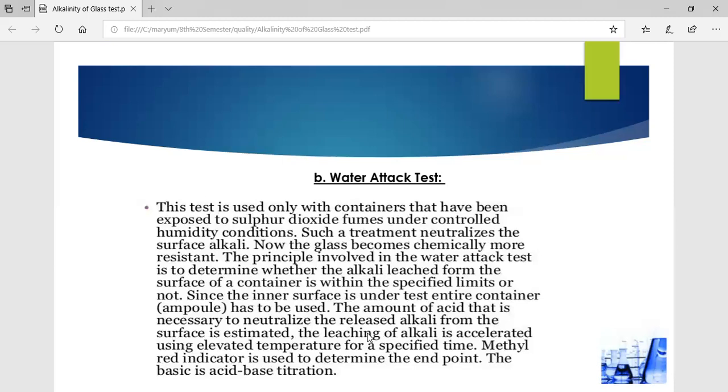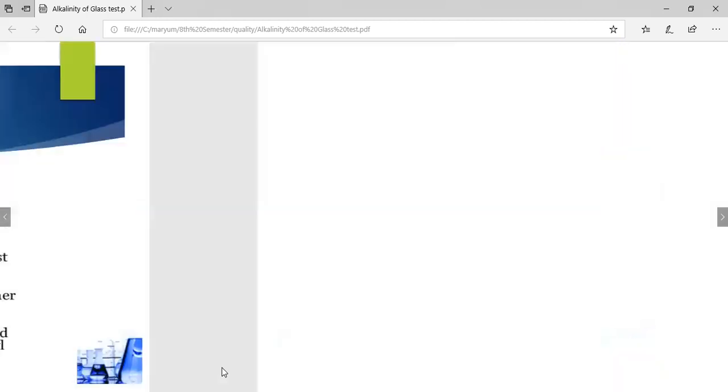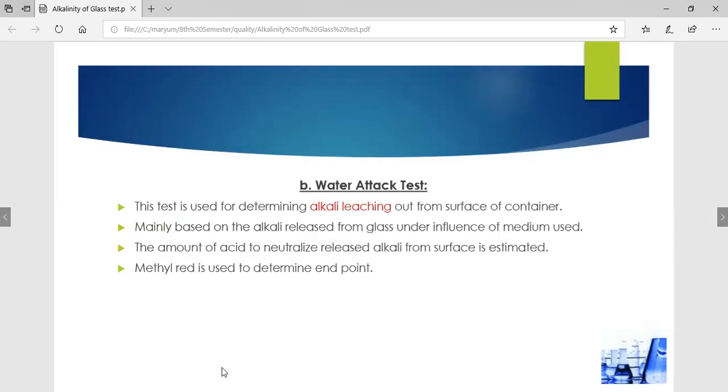use methyl red indicator to determine the endpoint, and we determine the amount of base leached out from the type 2 glass in this acid-base titration process, to measure the amount of base with the help of a standard 0.02 normal base. So this test is used to determine alkali leaching out from the surface of the type 2 glass container, mainly based on the alkali released from the glass and the influence of the media used.